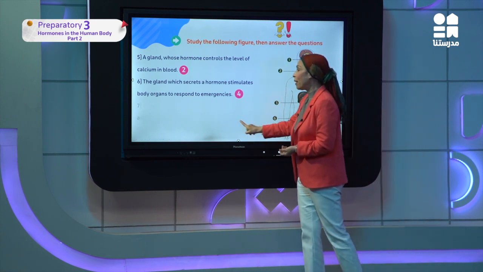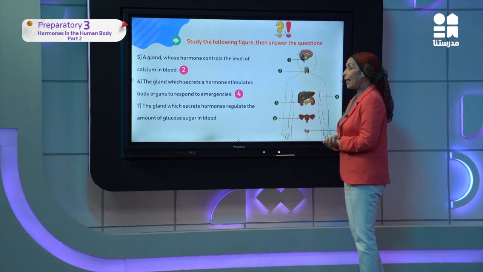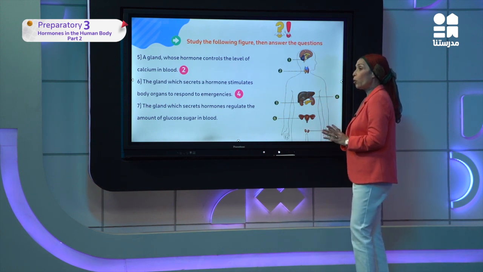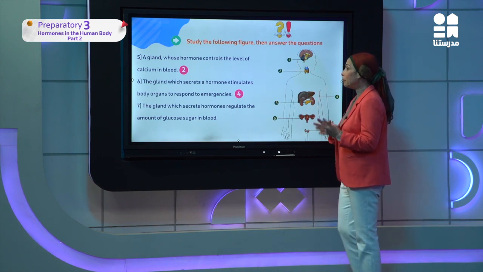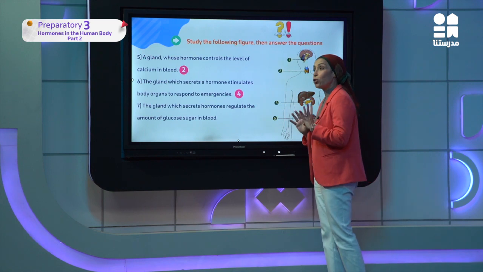شوف الستيتمنت اللي بعدها. The gland which secretes hormones that regulate the amount of glucose sugar in the blood. Mean responsible for regulation of the sugar in the blood. You know, I know that you know the hormone والgland. الهرمون اسمه ايه؟ insulin. طب الجلاند اسمها ايه؟ of course the pancreas. طب النمبر ايه؟ it's number 3. It's very easy by the way.